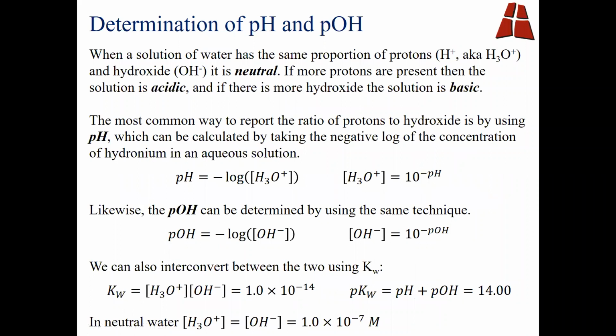Just a reminder from last class, we talked about how we can determine pH and pOH, as well as go between pH, pOH, and our concentration of hydronium and our concentration of hydroxide in our solution. Reminder, the key way to do that is using Kw, where our concentration of hydronium times our concentration of hydroxide is equal to 1 times 10 to the negative 14.